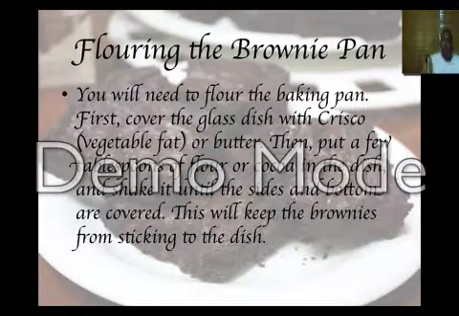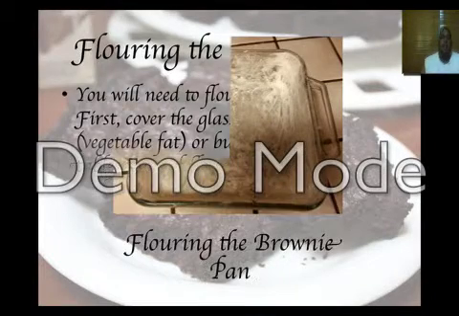Flouring the brownie pan. You will need to flour the baking pan. You can use the vegetable fat or butter. Any type of fat will work. Also, you can use Pam. Then put a tablespoon of flour or cocoa in the dish and shake it until the sides and bottom are covered, like this, to keep the brownies from sticking to the dish.